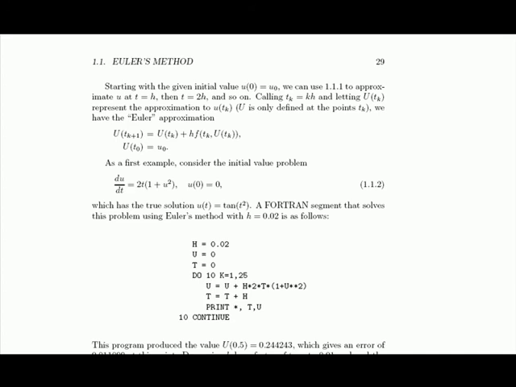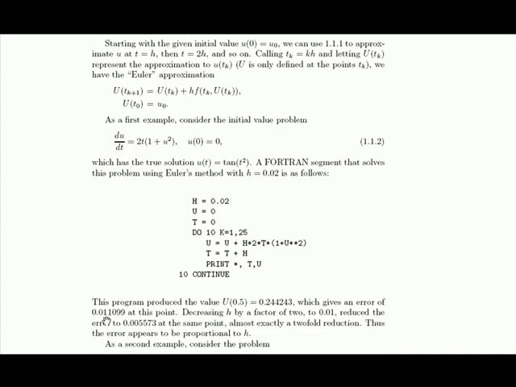It gives an error of 0.01. Then we tried cutting h by a factor of 2, so we decreased h to 0.01 and took 50 steps. Then the error was half, almost exactly half of what it was the previous step, so it appears to not only be converging, but the error seems to be proportional to h.